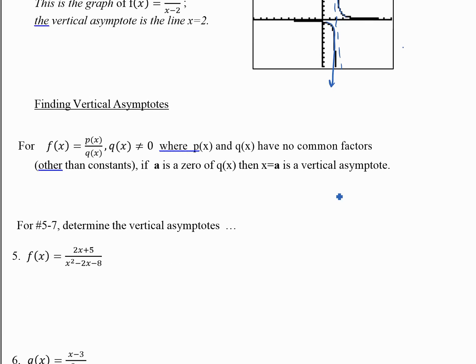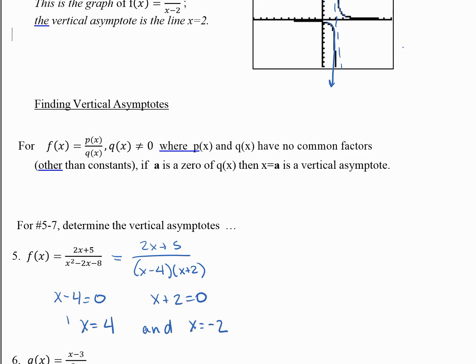Okay, so for number 5 here, we have f of x equals 2x plus 5 over x squared minus 2x minus 8. And let's go ahead and factor the denominator. It's going to factor as x minus 4 and x plus 2. Now these two factors don't cancel out with anything in the numerator, so we're going to set each factor equal to 0. X minus 4 equal to 0 and x plus 2 equal to 0. And these lines, x equals 4 and x equals negative 2, will be our vertical asymptotes. So vertical asymptotes really have to do with factors in the denominator that don't cancel out.